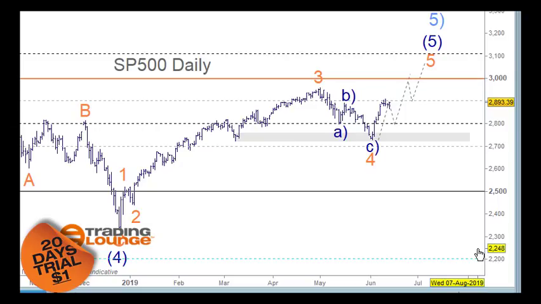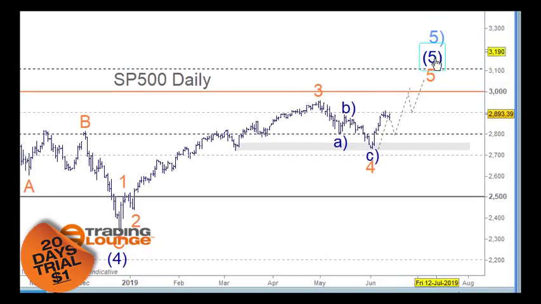Welcome to Trading Lounge and the US indices for the 14th of June. On the S&P here, from this wave 4, we're looking for 5 waves to the upside to complete a series of 5 waves.